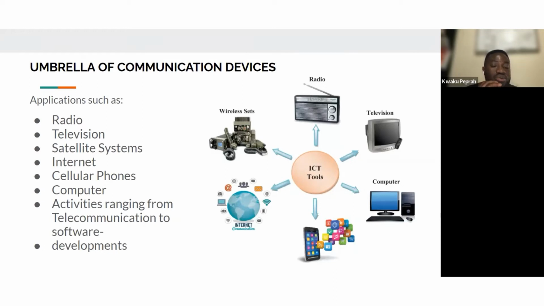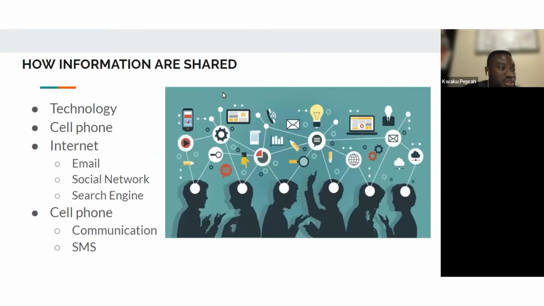So without a system, the media cannot communicate. Therefore, we need a system like the internet to help us with storage and sending of information across from one device to another. So information are shared through technology. As we spoke about, a technology must have a system. It must have a system so that you can send information from one media to another.